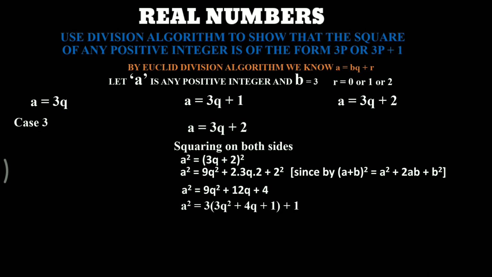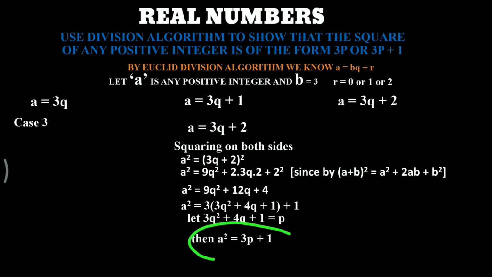So next I am going to assume that this total value is equal to p. So if you take this one as p, then a square can be expressed as 3p plus 1. So I assumed that 3q square plus 4q plus 1 is equal to p. Next I replaced it and I have expressed it in the form of 3p plus 1.